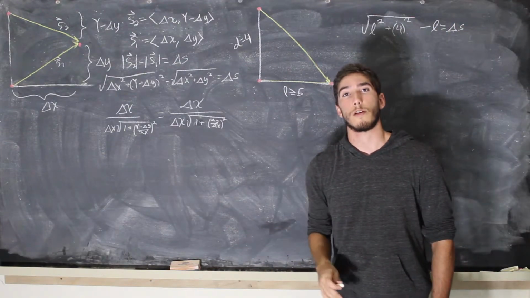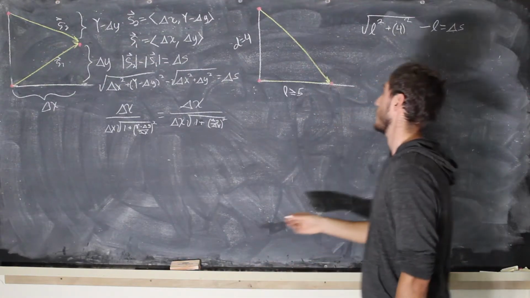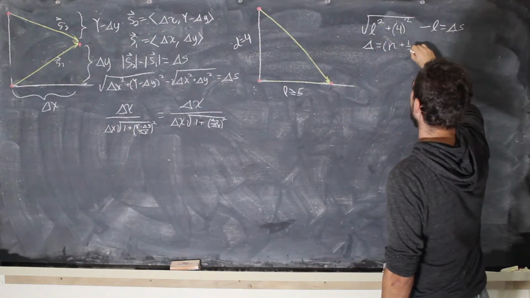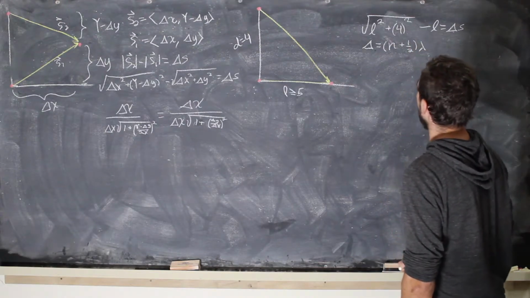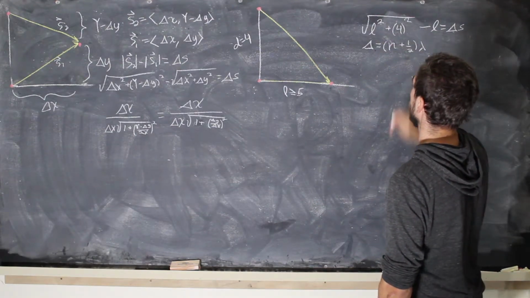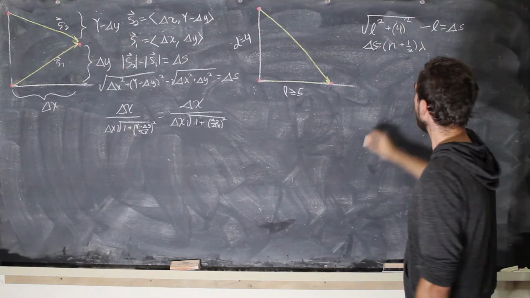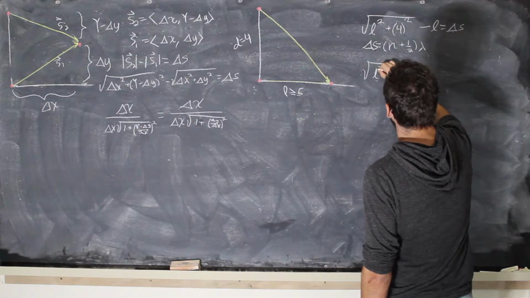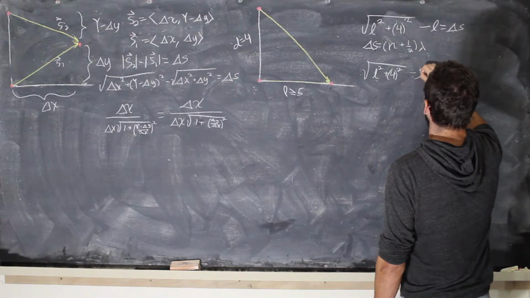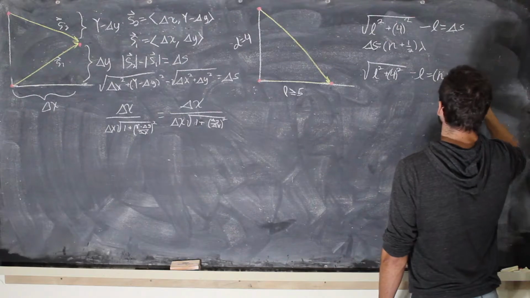However, in this problem we're looking for when the sound waves cancel each other out, and we know that that changing distance is equal to n, which is some positive integer, plus half times lambda. And so now we're going to set this change in distance equal to our interference formula, and we'll have the square root of L squared plus 4 squared, minus L, equals n plus 1/2 lambda.